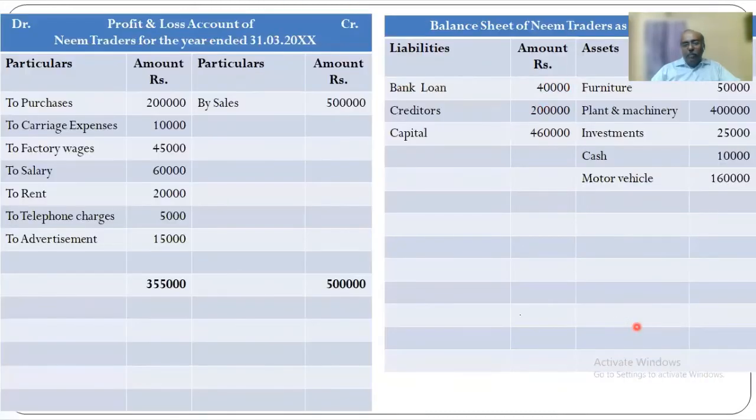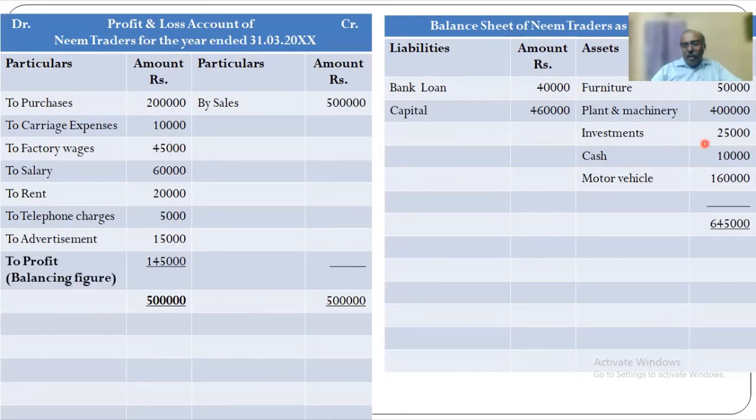And now we are supposed to balance the accounts. Now the income side total is 5 lakh rupees, whereas the expense side total is 3 lakh 55,000 rupees, and the income side is higher, so you put 5 lakh as the account total. Now 5 lakh minus 3 lakh 55,000, 1 lakh 45,000 is the balancing figure, that is the difference. Now income is more than expenses, so this 1 lakh 45,000 is the profit because we have more income than expense.